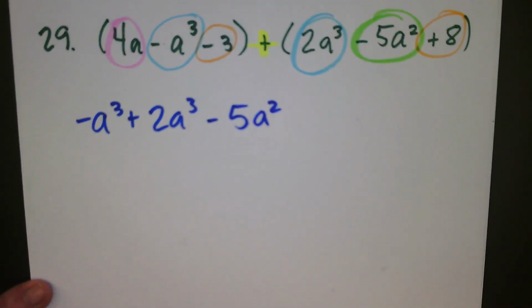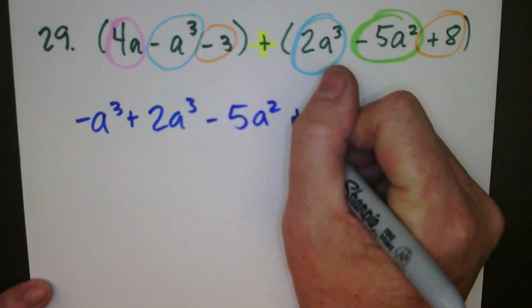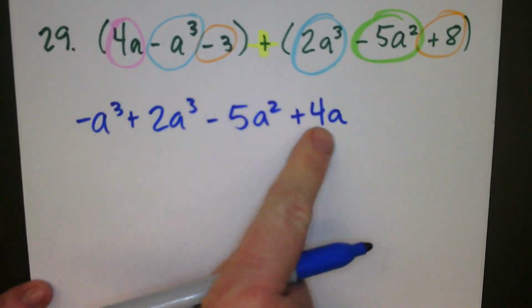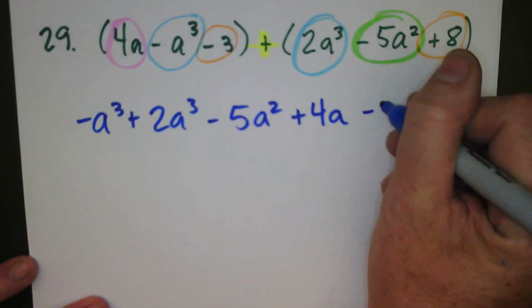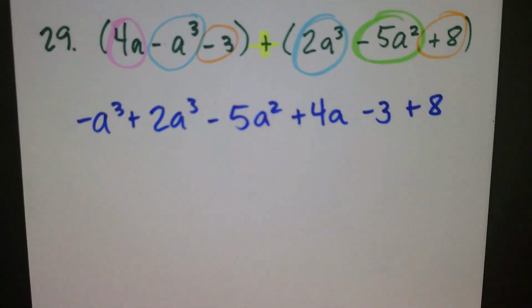Then I need my a terms. Looks like there's only one of those, so that is a plus 4a. It was positive, so the positive goes with it. This one's negative, the negative goes with it. And then I have a -3 and a plus 8. So again, those are grouped very specifically.